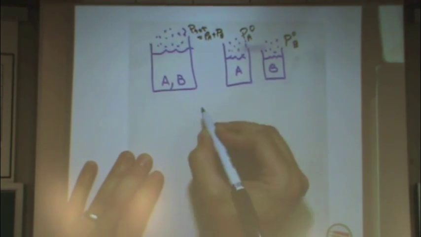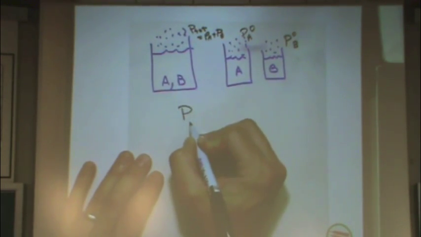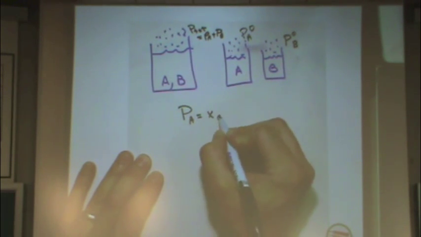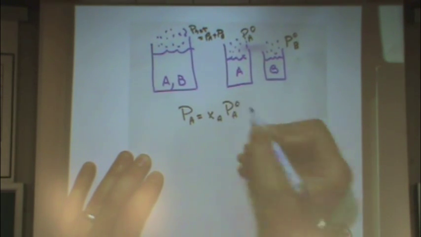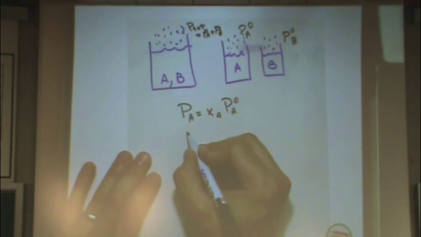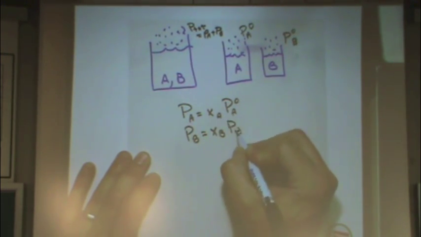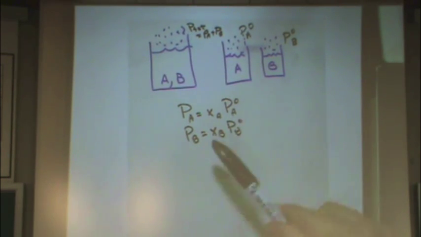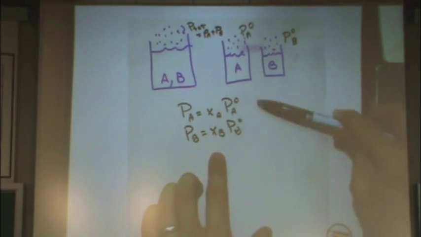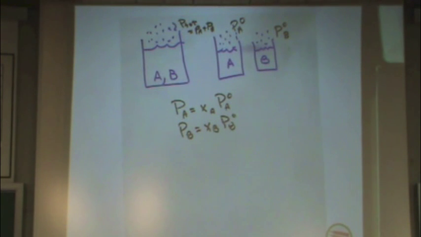So we're going to use Raoult's law, which says, for example, PA is XA times PA naught, or PB is XB times PB naught. If I want P total, I have to add both of these, because the mole fraction changes the pure pressure.